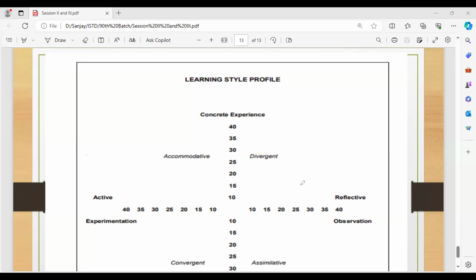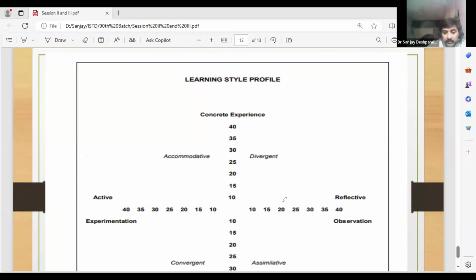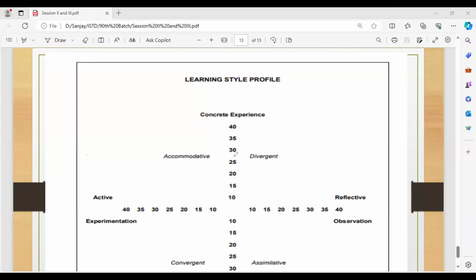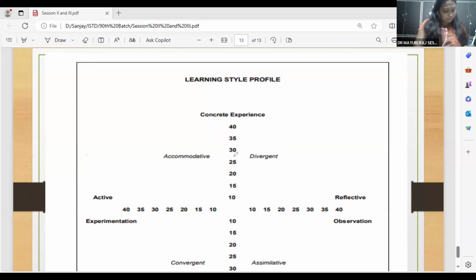So on the y-axis and the x-axis, we'll mark the points that we have got. Correct, you do that. For simplicity, you can do that.